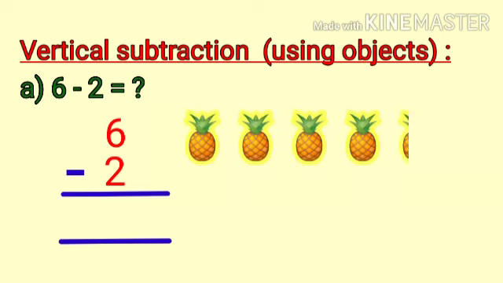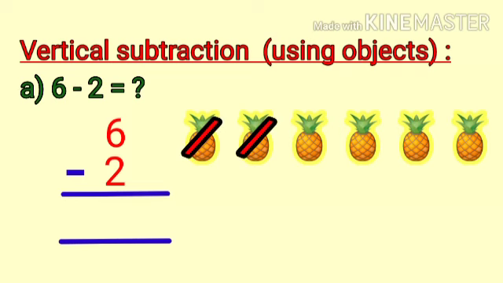Next, I am taking 6 pineapples to represent the bigger number. Here we have to get 6 minus 2. So we should subtract 2 pineapples from the given 6 pineapples. So cross out 2 pineapples. After crossing out 2 pineapples, here we have only 4 pineapples. So the result is 4. That means 6 minus 2 is equal to 4.